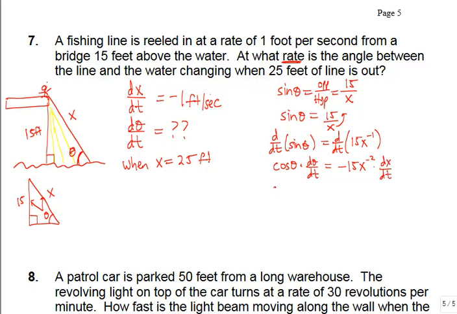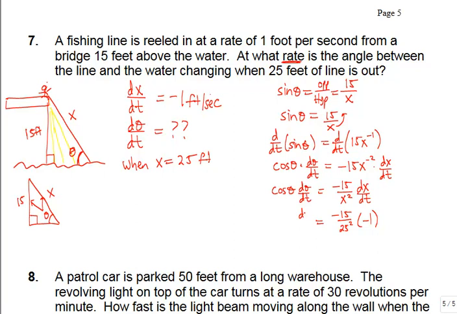Now let's clean it up just a tad. I'm going to take that x to the negative 2 and push it back down in the denominator. So negative 15 over x squared times that dx dt. And now we're ready to start plugging in what we know. Well, we know what dx dt is. dx dt is negative 1. We know what x is. x is 25. So this will be negative 15 over 25 squared.